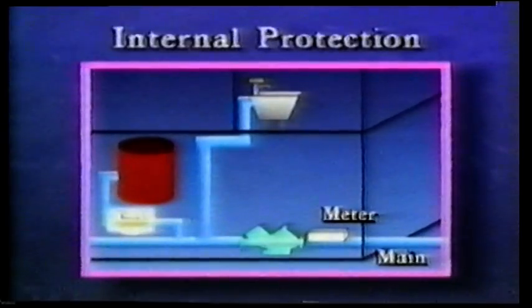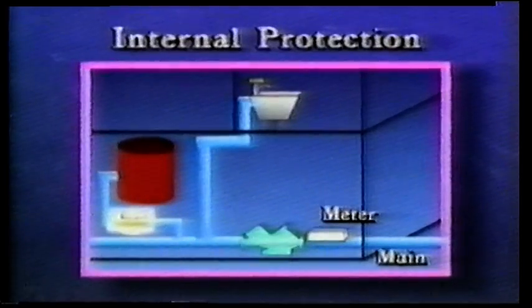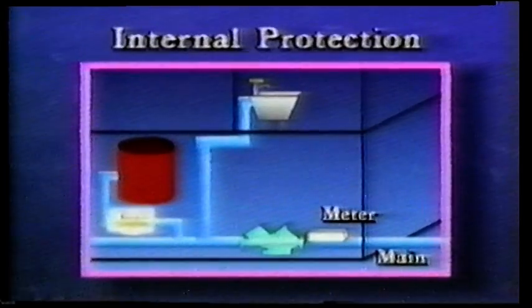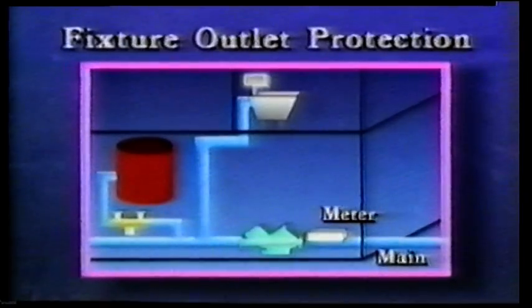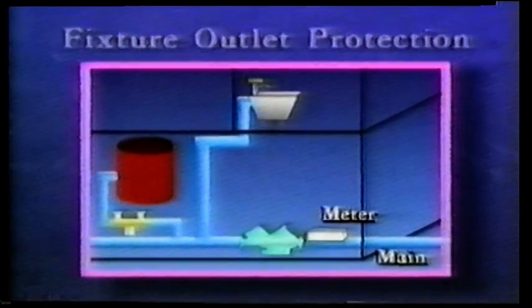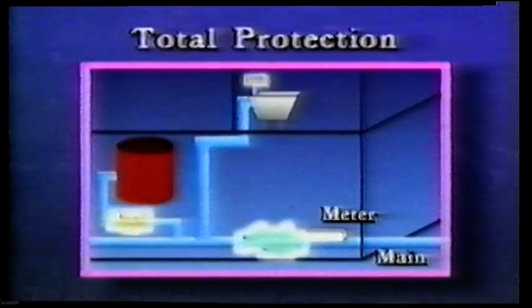Internal protection places testable backflow assemblies on the potable feeds to high-hazard installations inside a building, such as boiler feed lines. Fixture outlet protection is implemented when devices are installed at the last free-flowing outlet, such as a slop sink. When planning a total cross-connection control survey program, all of these methods of protection must be included.